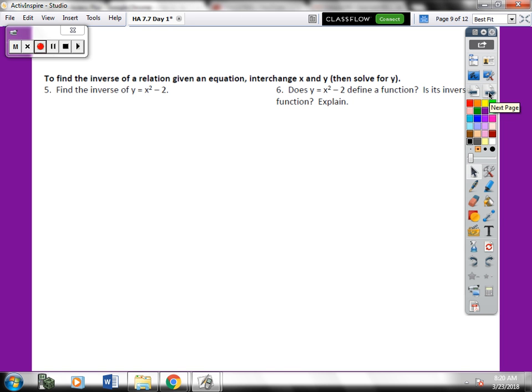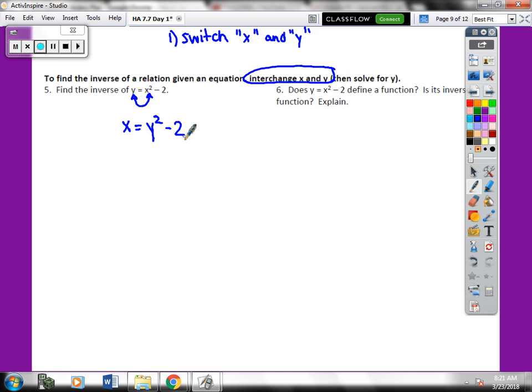For the next two, we aren't given a graph, we're given an equation. They want us to find the inverse of the relation given the equation. All you have to do is interchange x and y, so you switch the variables, and then you solve for y. So step one, switch x and y. We kind of did this in geometry with inverse trig, where we switched. So this will become x equals y squared minus 2.